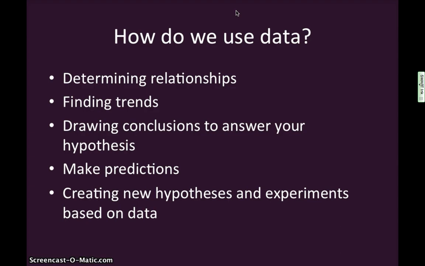So things that we can do once we have data collected in science is determine relationships, find trends, draw conclusions based on what we've hypothesized before the experiment. We can make predictions for different experiments in the future and create new hypotheses and experiments based on the data.